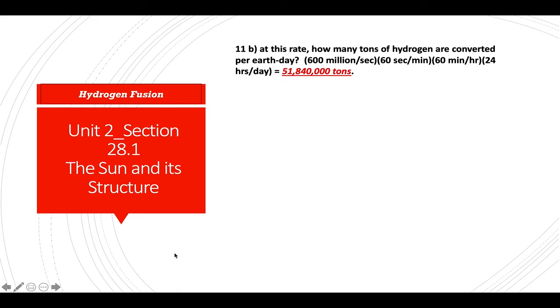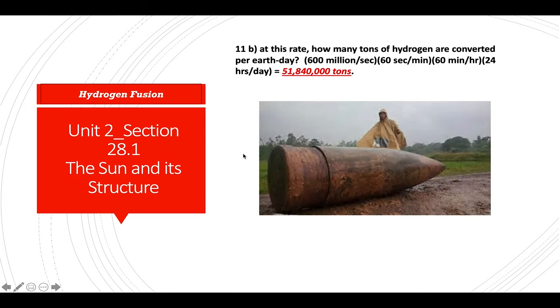At this rate, how many tons of hydrogen are converted per day? So we have this hydrogen gas, so how much? Basically, this is the conversion that we do, 600 million tons per second. Almost 52 million tons of hydrogen are consumed every day for one of our days. This is 1 ton. This shell from World War I gives you an idea what 1 ton is. So think of 52 million of these. That would be the equivalent of light hydrogen being consumed.